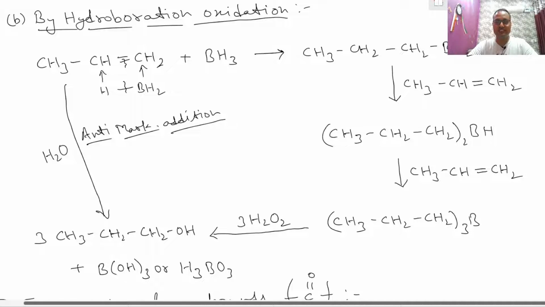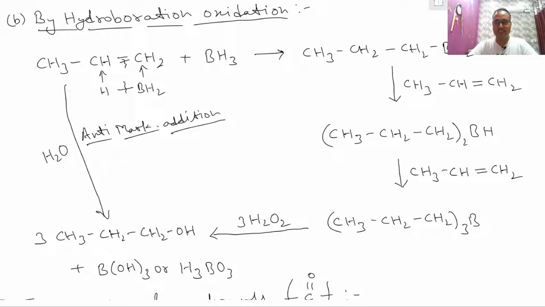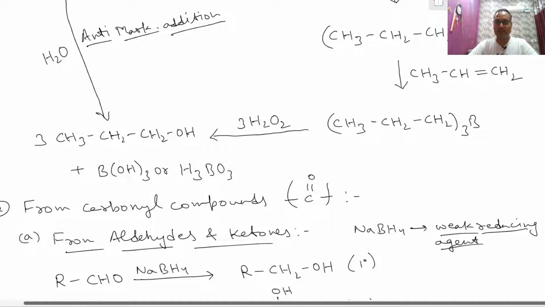In hydroboration oxidation, we take an unsymmetrical alkene to which we add BH3, and the addition takes place simply by the cleavage of the multiple bond. Hydrogen gets added to the second carbon and the BH2 to the terminal carbon, with the addition of two more alkenes to this. So that's the addition product, trialkyl boron. Hydrolysis or oxidation is done by using hydrogen peroxide. We get the respective alcohol plus boric acid, or H3BO3.